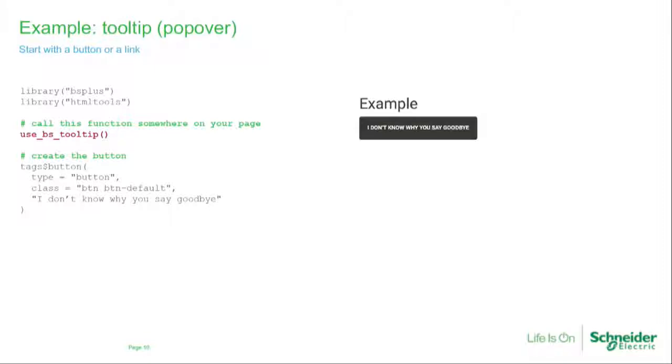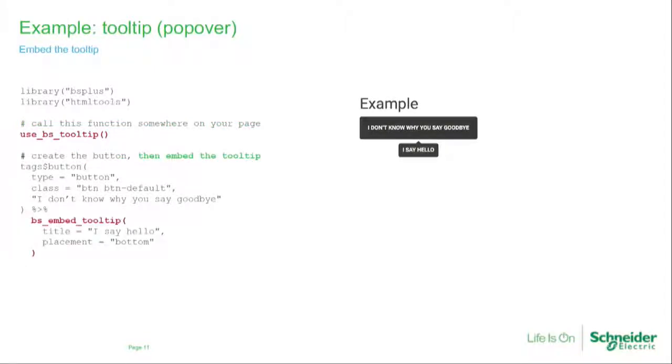So this next example is with a tooltip. You have to use this special function, use BS tooltip, somewhere on your page. Then you create your button. I say goodbye, and you can probably guess what the tooltip's going to say. You embed this tooltip. I say hello. You can also put some placement options on it. You pipe that button into this BS embed tooltip, which will embed this tooltip into it, and then whenever you hover over your button, your tooltip will appear.